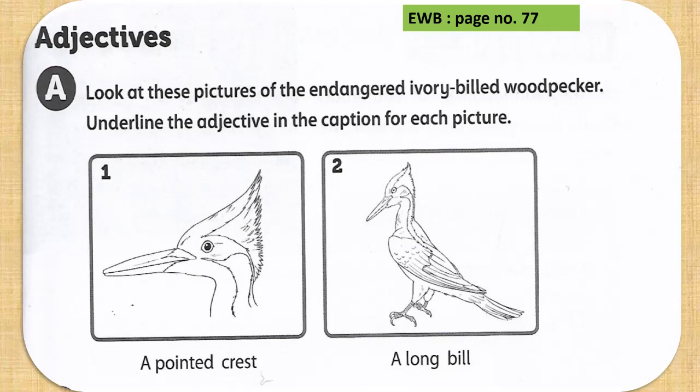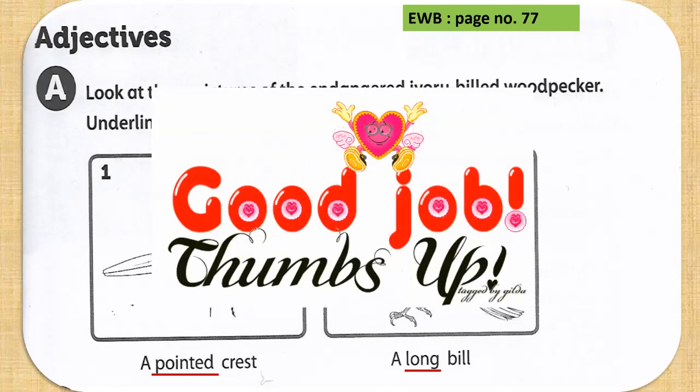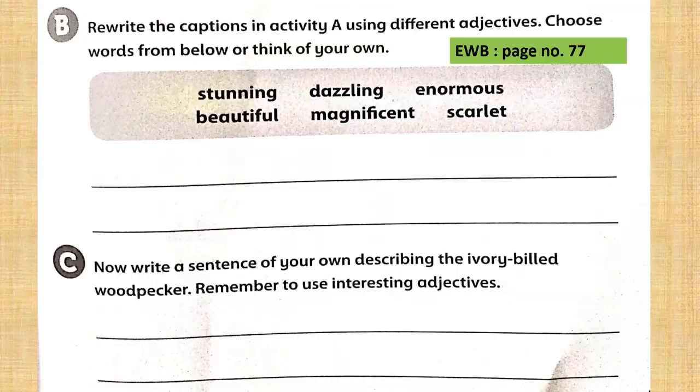Which word is the adjective? Yes, wonderful, children. It is pointed, so underline it. The second picture, a long bill. Which one is the adjective in the sentence? Wonderful, it is long. Did you underline? Good job. A big thumbs up for you.